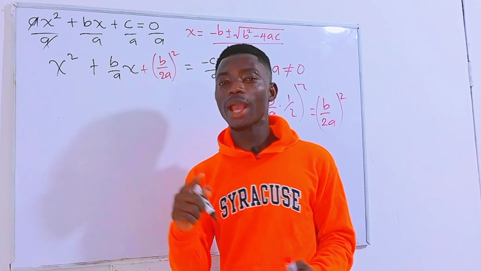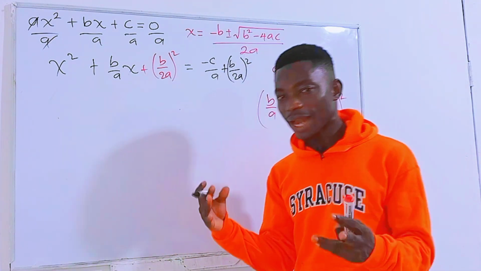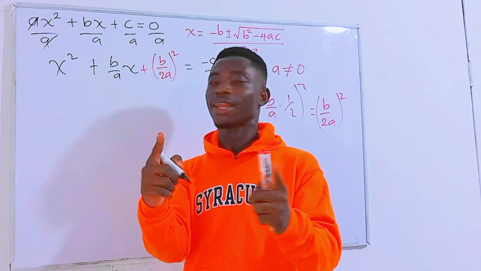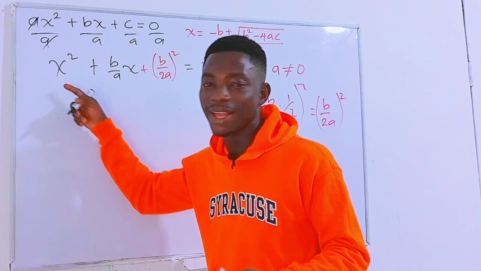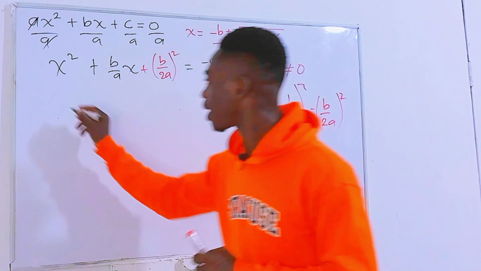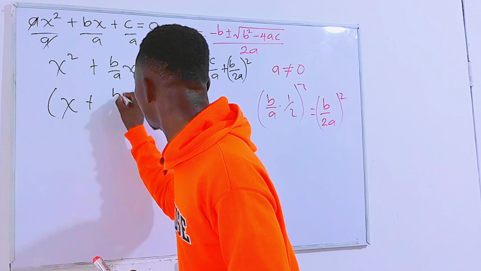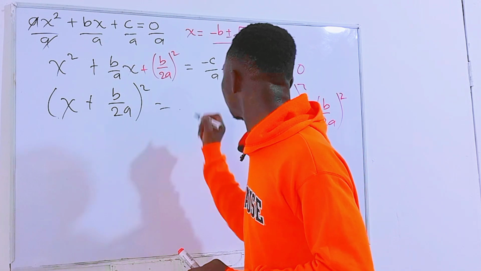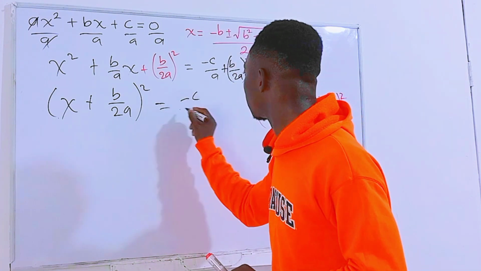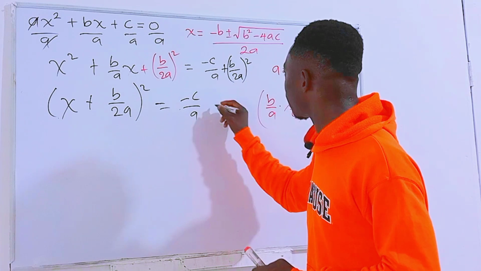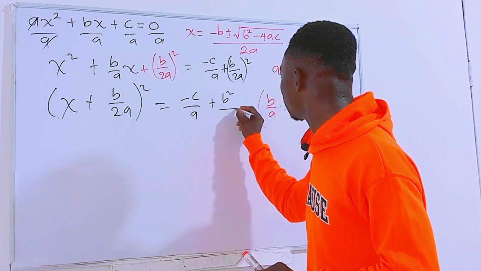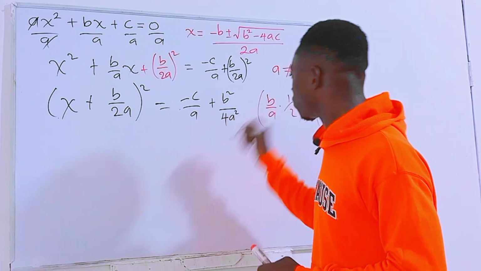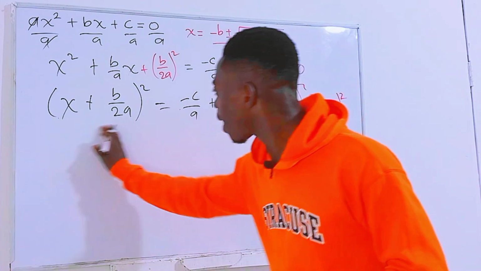Now the question is, why did I add this magic number? I added this magic number because I want the left-hand side of the equation to be a perfect square. And now that we have it, everything right here is a perfect square, which could also be written as x plus b over 2a all squared. Then on the right-hand side, we have minus c over a, then b squared over 2a squared, that is 4a squared, just like that. I'm going to copy everything right here.